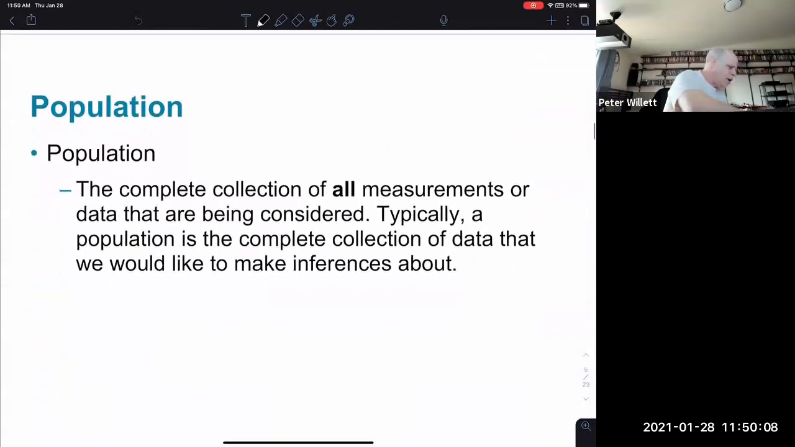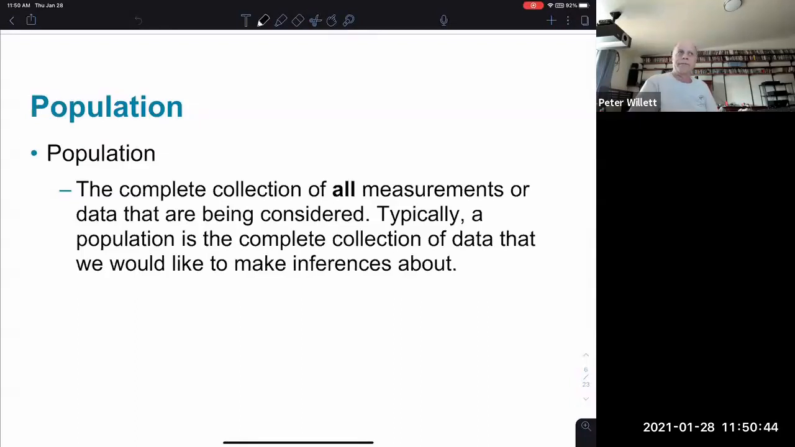So first big word that I've already been using a few times, population. What does this mean in terms of specifically talking about statistics? For example, I talked about the population of all students at DVC and how I was curious how tall they were or something like that. But let's look at this definition, because the general word population is a little bit different than the specific word in statistics. The complete collection of all measurements or data that are being considered.